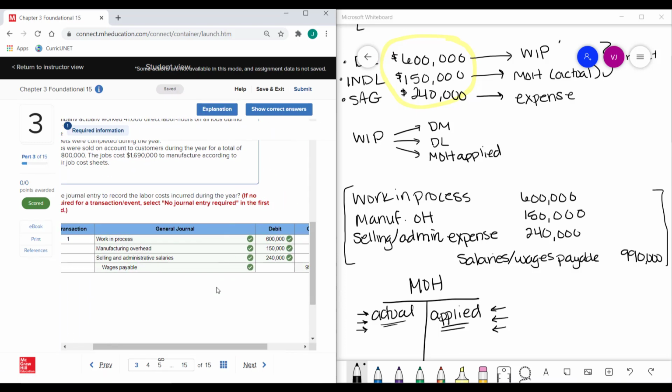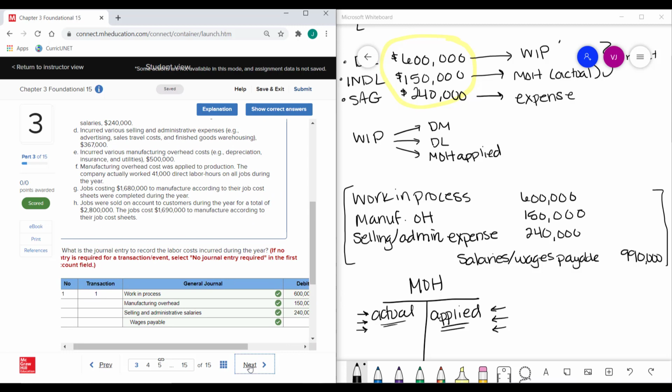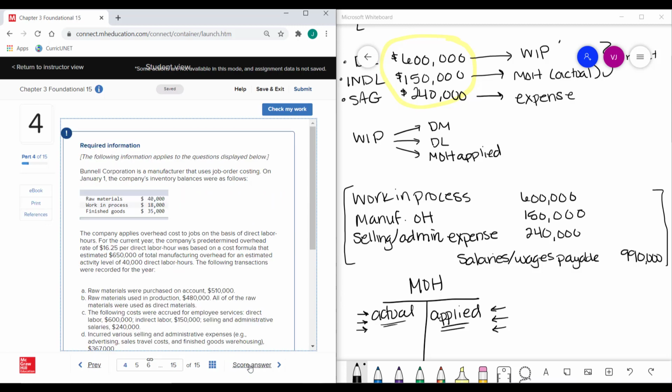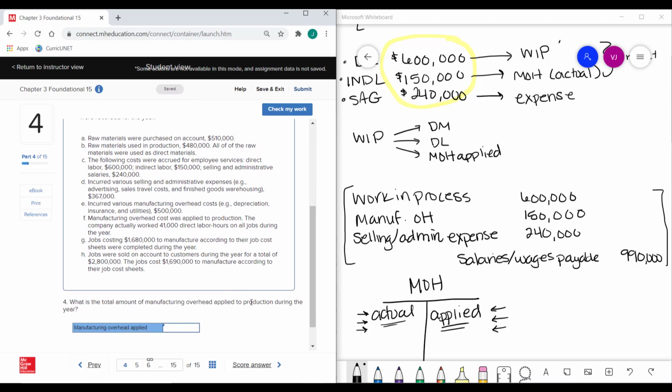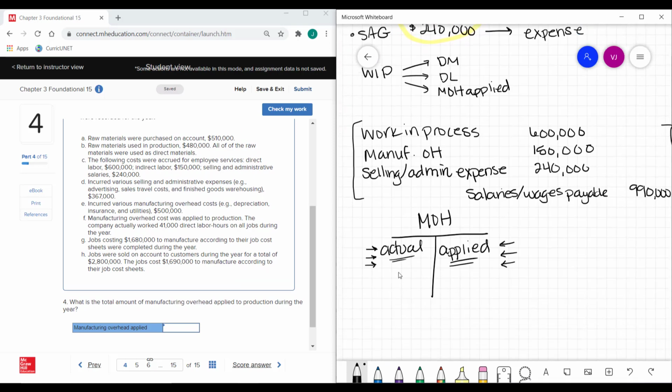Okay, very good. We're good to go on number 3. Number 4. What is the total amount of manufacturing overhead applied to production during the year?